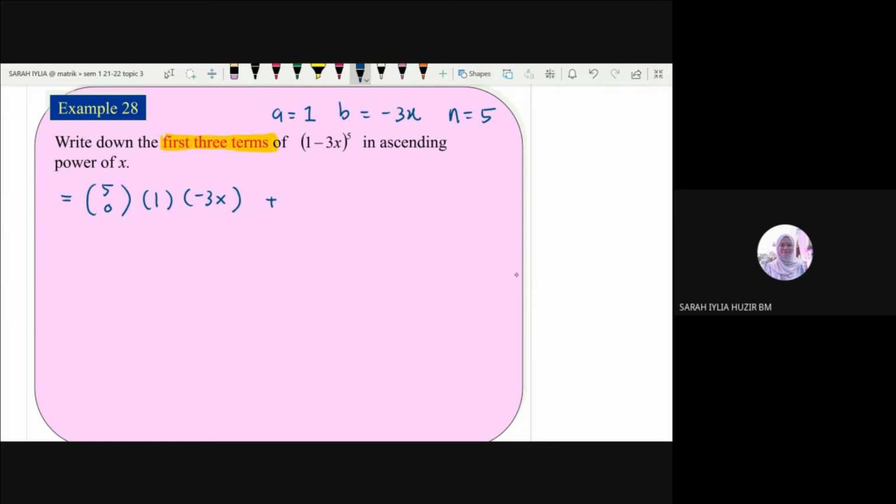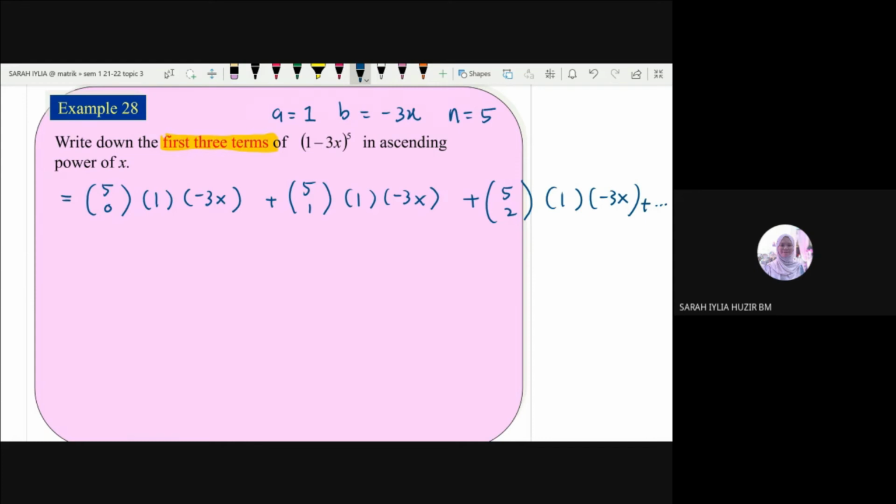And then plus second one 5, 1. First term dengan second term tu satu. Sebenarnya kalau tak nak tulis pun tak apa. Tapi saya tulis je lah sekadar nak nampak kuasa menurun menaik nanti. 5C2, 1, negative 3x. Cukup berhenti kat sini sebab dia memang minta 3 term je. So plus dot dot dot. Dot dot dot tu maksudnya dia ada lagi tapi kita tak payah tulis sebab soalan tak minta.